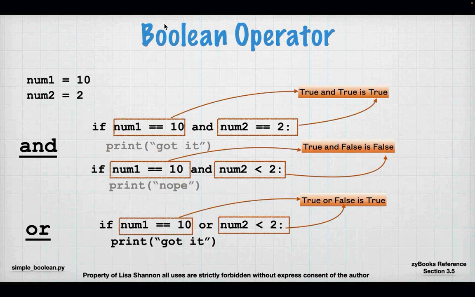If I do the opposite, same statement, the only thing I change is put that or in there. Then I have true, num1 is still equivalent to 10. And then num2 is less than 2, that's still going to be false. But because I changed it to an or, and true or false is always true, that statement evaluates to true. So that's the difference with just changing the and to an or. You can change how the whole statement evaluates.